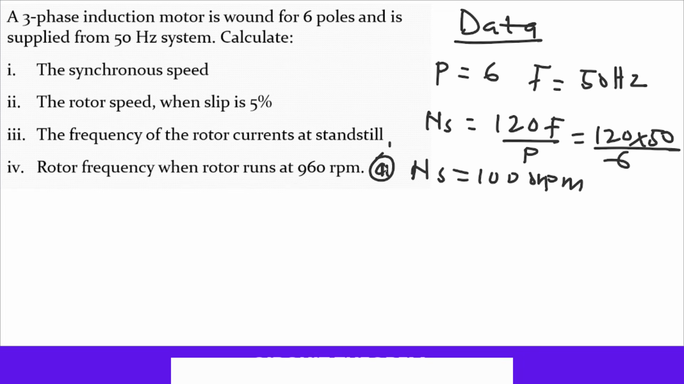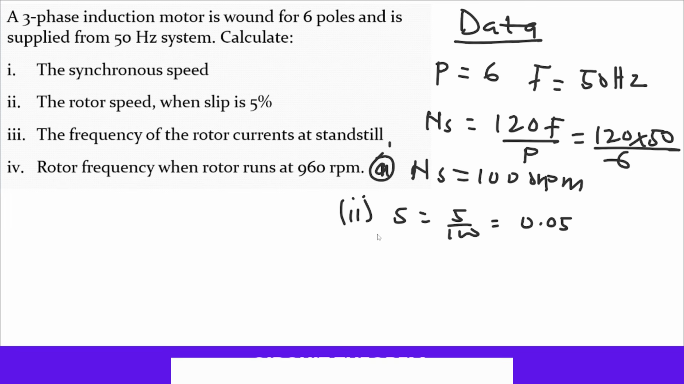So let's look at II. II states that we should find the rotor speed when the slip is 5%, right? So the slip is 5%, which is the same as 5 divided by 100. That's giving us 0.05.